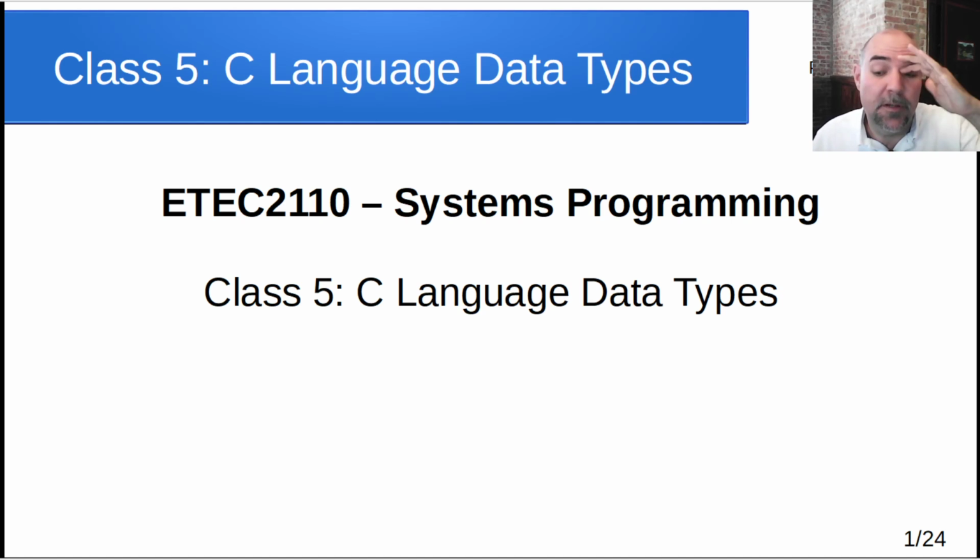Okay, let's go ahead and get started with class 5. Today we're going to talk about C language data types. And when we talk about data types here, we've seen in the past data types used for both variables and data types used for defining parameters to go to functions and return values from functions. So we're referring to any of those data types there.